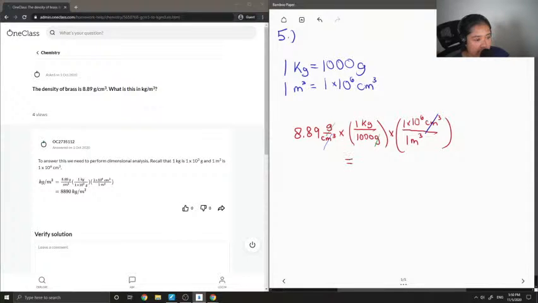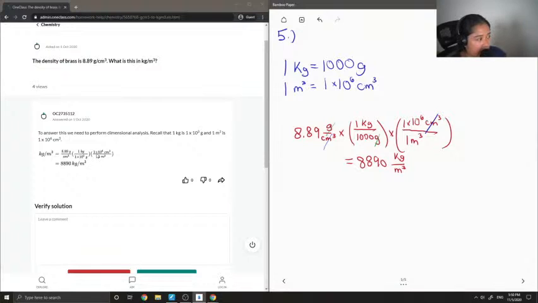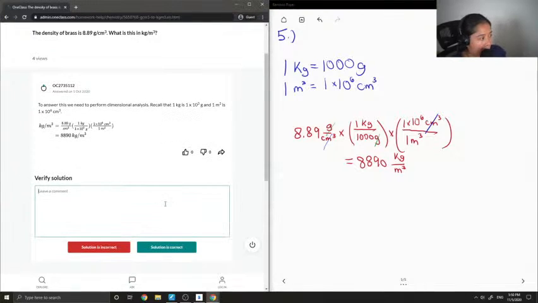If you were to plug all this into a calculator, you end up getting 8,890 kilograms per meter cubed. So let's see what our junior tutor said. To answer this, we need to perform dimensional analysis. Recall that 1 kilogram is 1 times 10 to the 3 grams, and 1 meter cubed is 1 times 10 to the 6 centimeters cubed. And they got the same answer. This solution is correct.